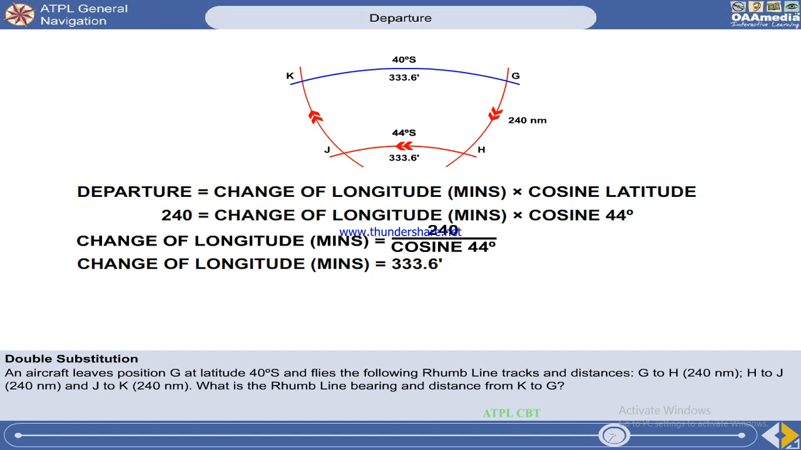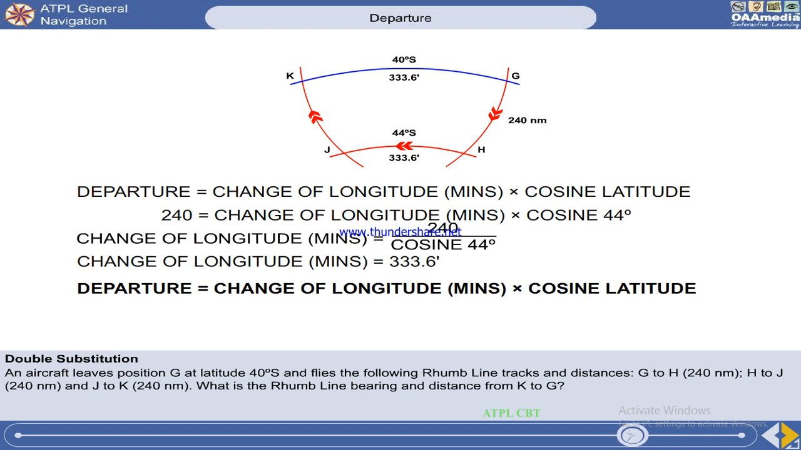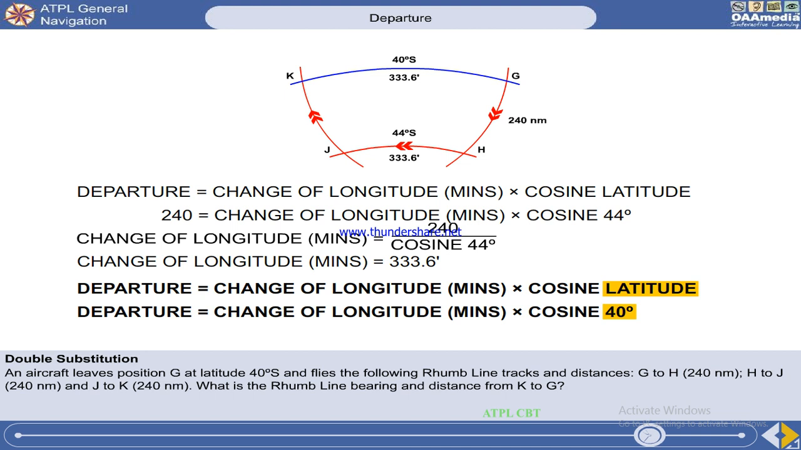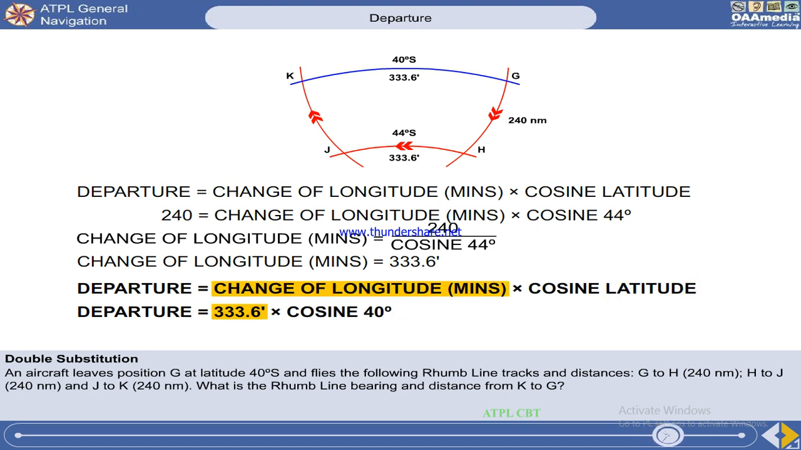Now we're able to solve the departure. The latitude is 40 south, and the change of longitude is 333.6 minutes. And the rhumb line bearing is obviously 270. It's a parallel of latitude.